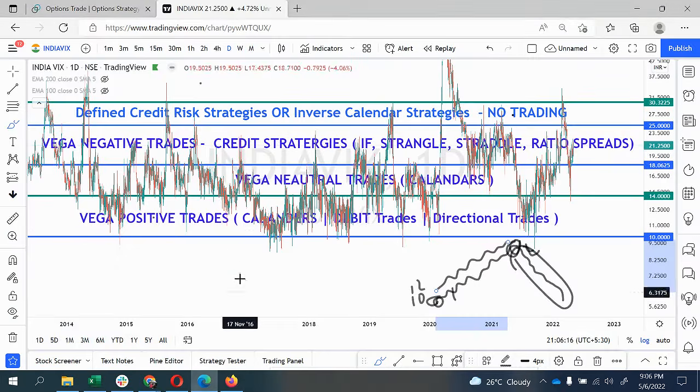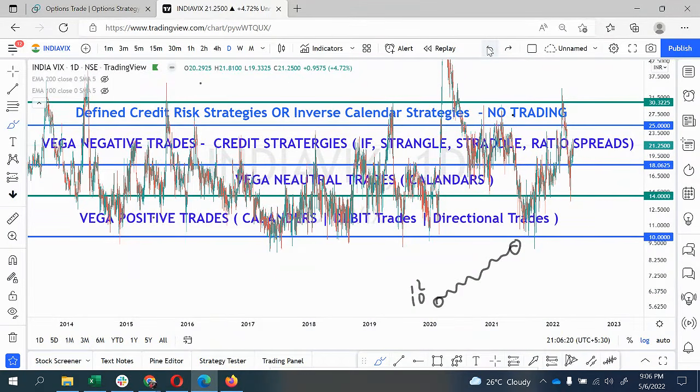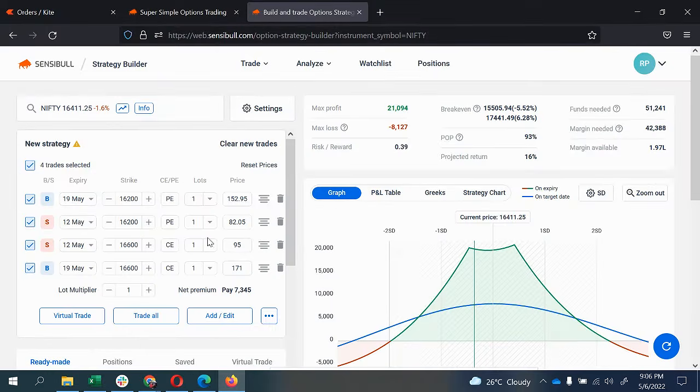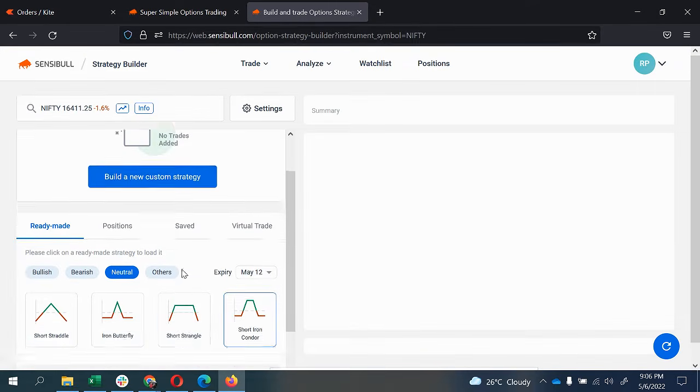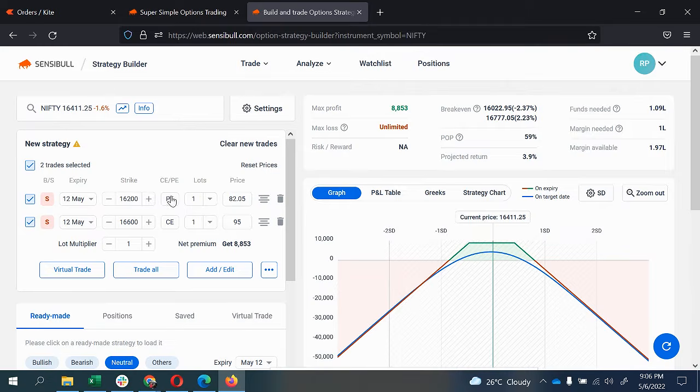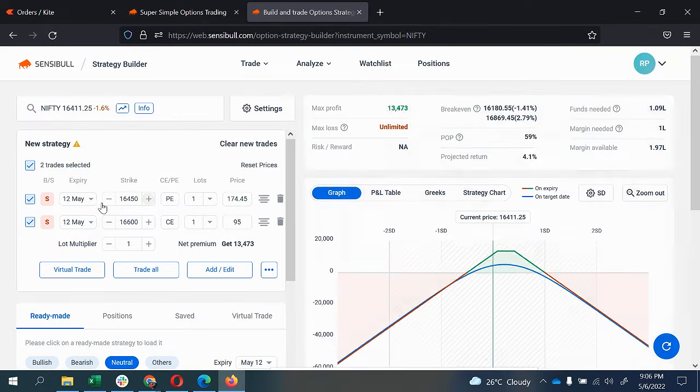So let me take you to this one. What will happen if your VIX stands between 14 and 18? So you have to go for vega neutral trades. Okay, what do I mean by vega neutral trades? Again, I'll take you back. This time I'll just show you with one strangle, right? Let's take a short strangle for 12th expiry. Okay, just to get the bigger range, I will take a premium of 23 or 25 or 30.